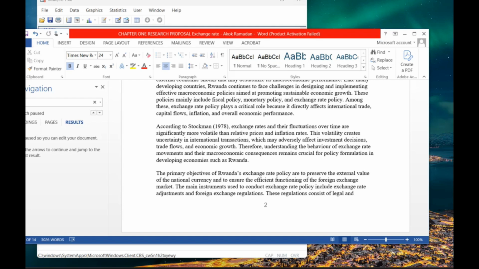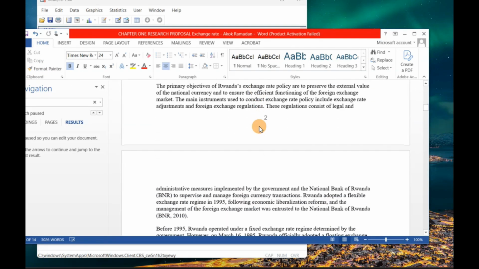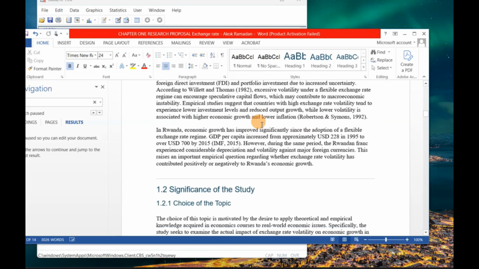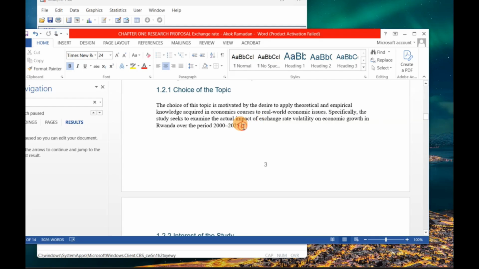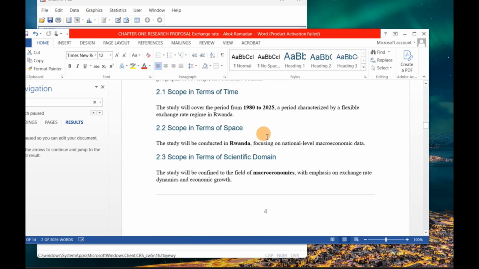So he's saying the period. How can we see the period he used? The period was 2000 to 2025. But can you see the common mistake that students are making?